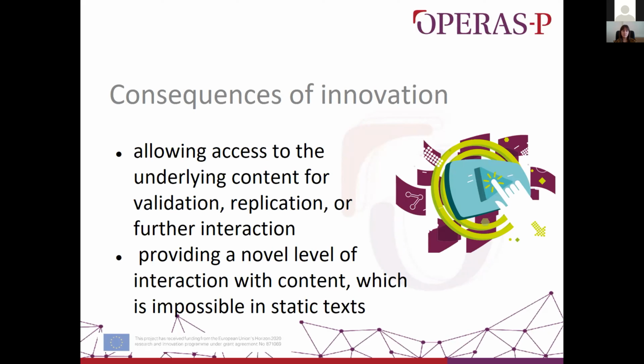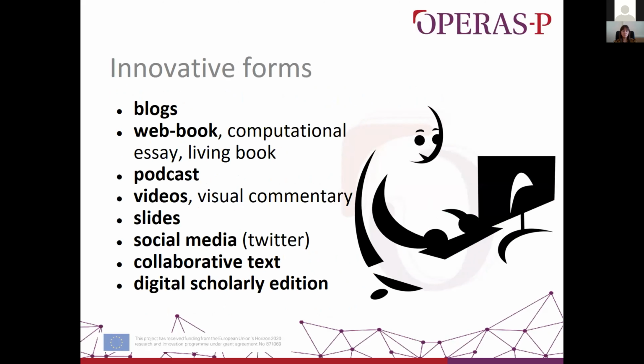So basically, we can use technology to upgrade the way in which we communicate. Asked about what innovative forms they see or can name, we have several ideas here, ranging from more or less formal ways of communicating, like blogs, to some social media content, video, slides, like gray literature.